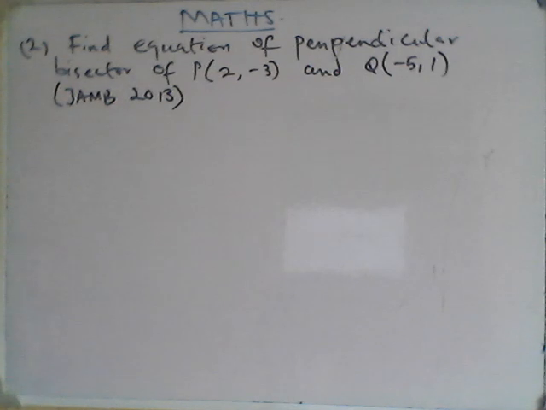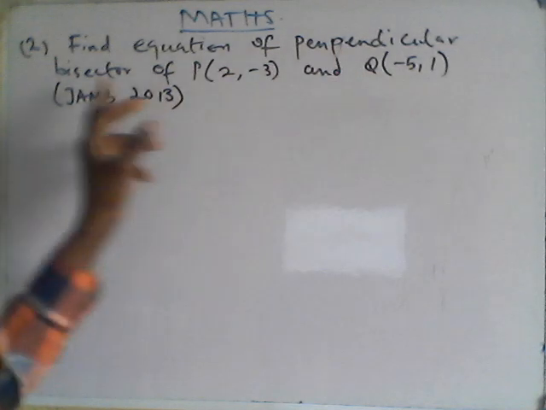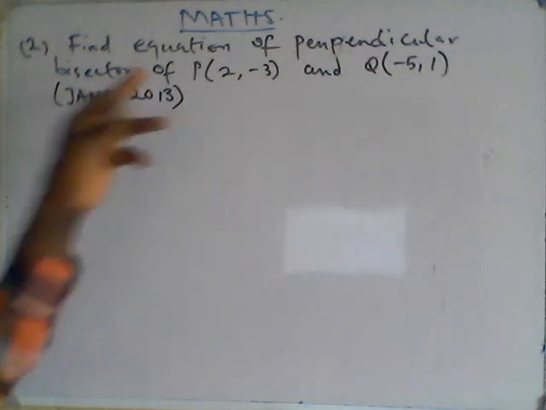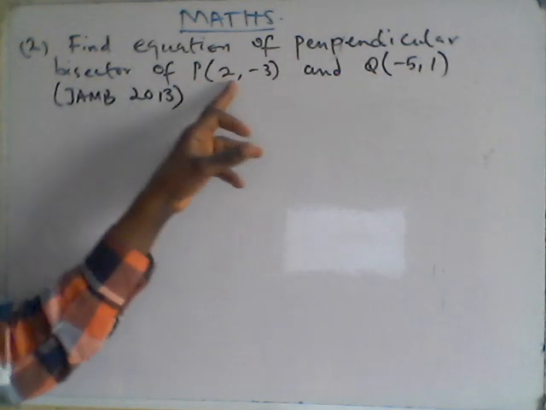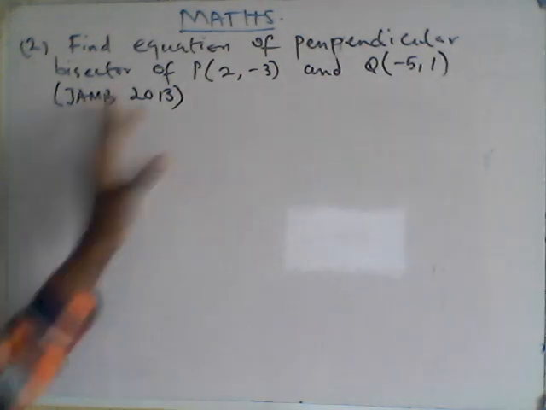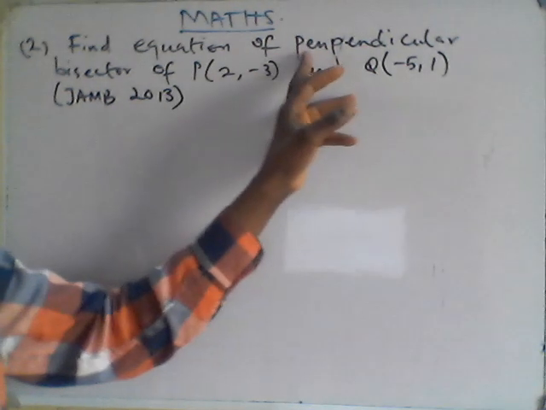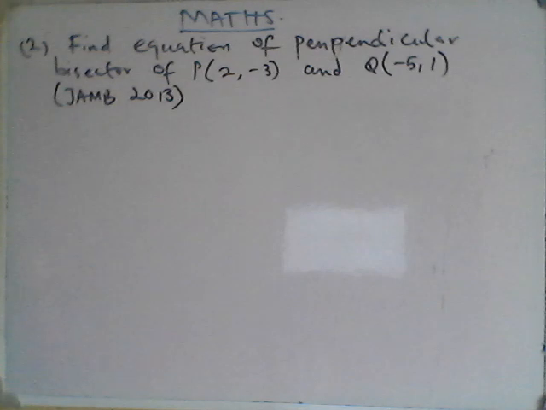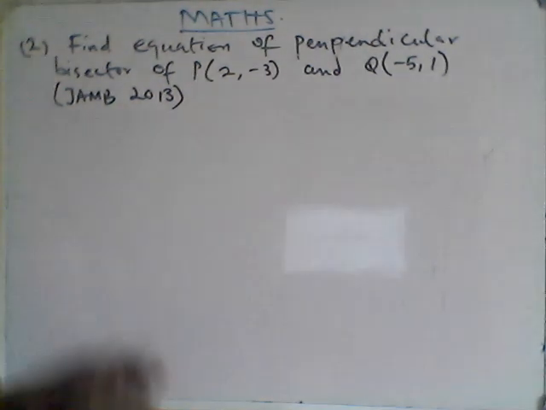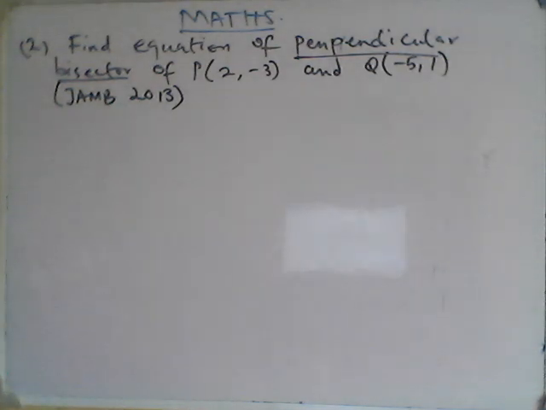Okay, so I have another question on the board. It says, find the equation of the perpendicular bisector of P, this is the point coordinate, Q, this is the point coordinate. This is a JAMB 2013 question. So look at the keyword here, perpendicular bisector of slope. So having seen this particular word here, it means that we are going to be treating it using the formula to write the equation.